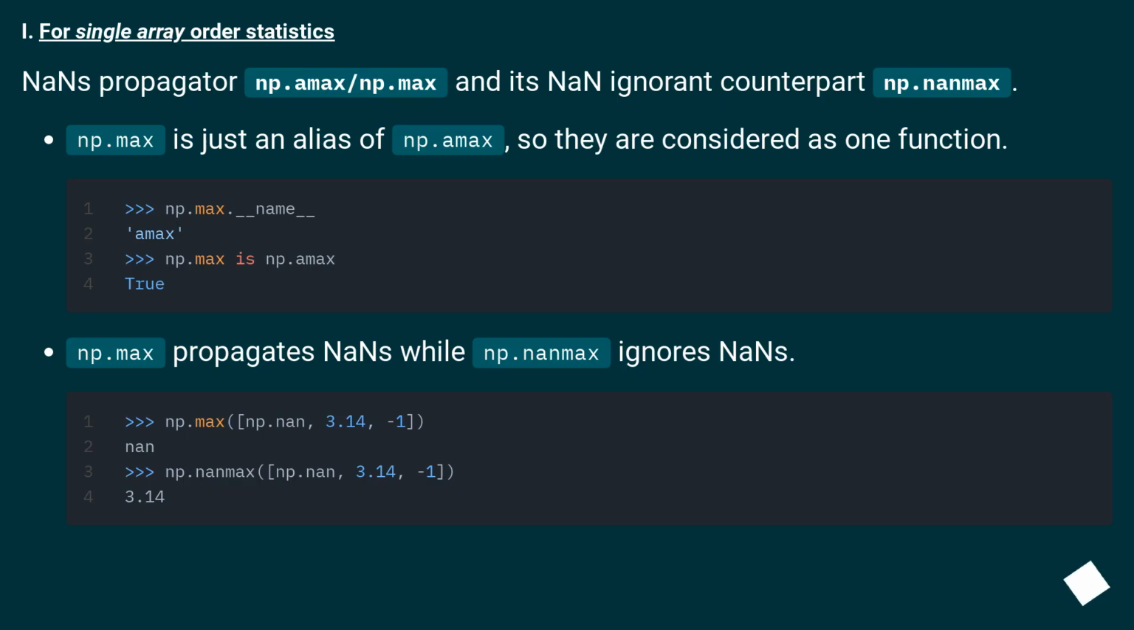For single array order statistics, NaNs propagator np.amax/np.max and its NaN-ignorant counterpart np.nanmax. np.max is just an alias of np.amax, so they are considered as one function. np.max propagates NaNs while np.nanmax ignores NaNs.